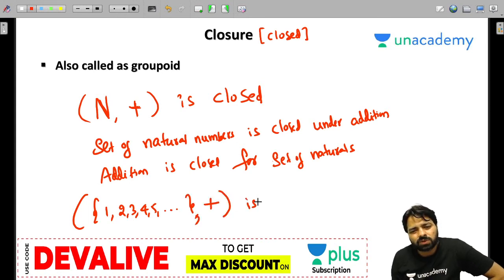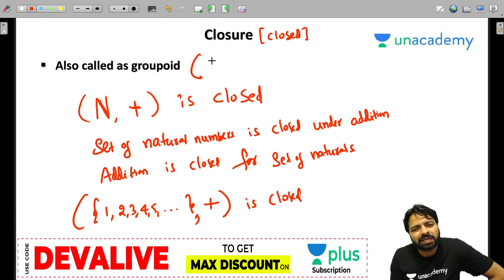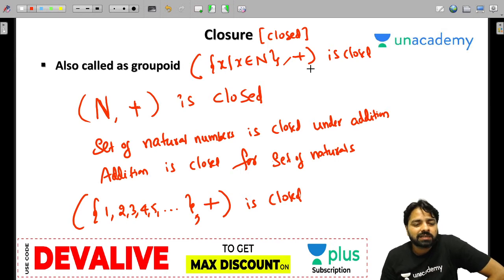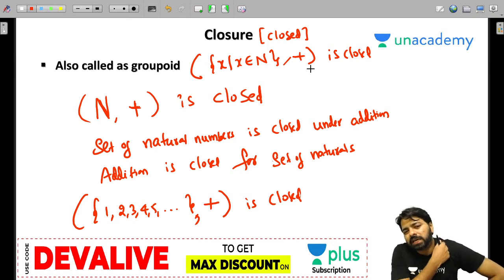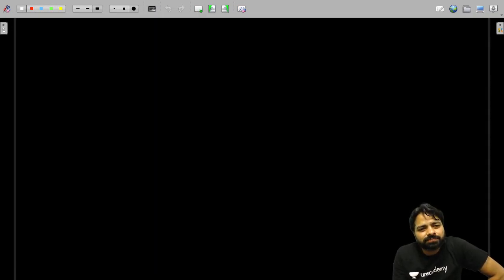Plus is closed. I can represent it many ways, like x such that x belongs to N, comma plus is closed. So in the exam you do not know how they will represent the same notation, the same problem. Yeah, the set of natural numbers is closed under addition. Then what is closed? I didn't explain what is closed yet. What is closure?